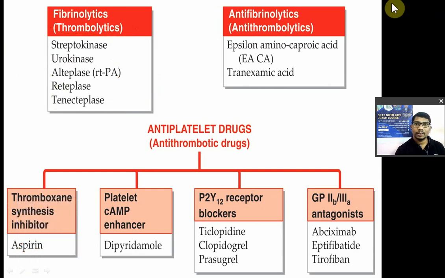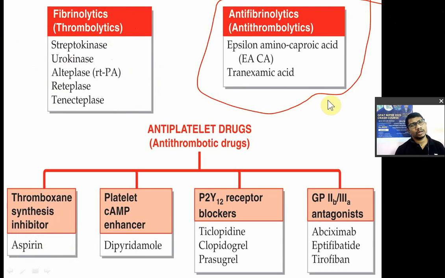Now next one is anti-fibrinolytics. That means these are the drugs which are against the thrombolytics. They will increase the blood clotting. They will increase the thrombus formation. They will stop your bleeding. They work like coagulants. Examples are epsilon amino caproic acid and tranexamic acid.